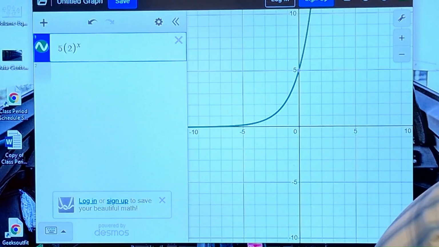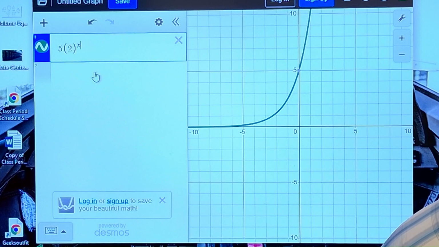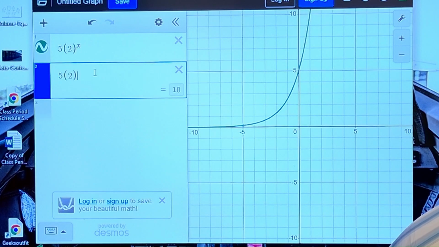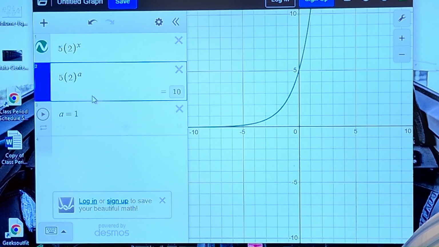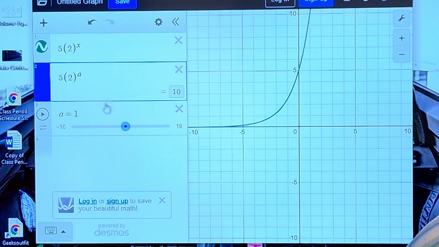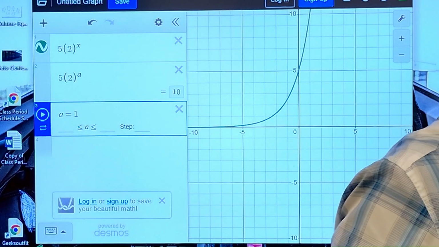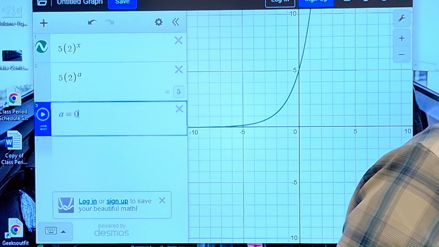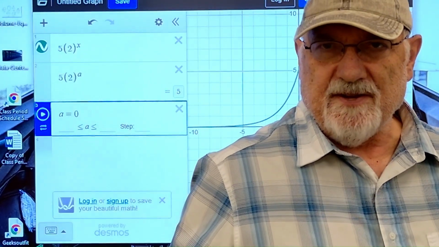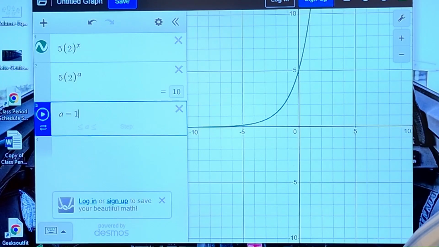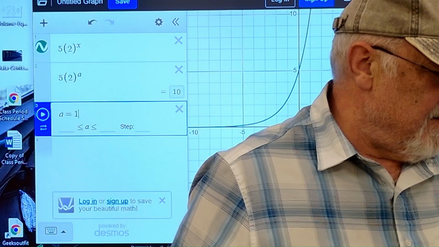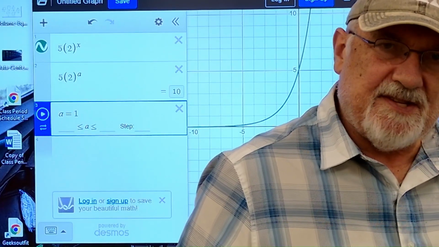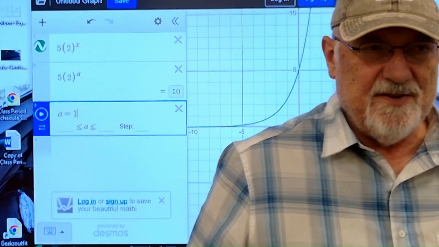And you could also put 5 times 2 to the a and add a slider for a, and that would enable you to get various values. Like we talked about 0, if you make the exponent 0, then it gives you the starting value. And if you make it 1, it gives you just the plain ratio times the starting value, or 10. So you can play around with it and see what it's going to be like. And you can use the variable with great success. What was the other one?